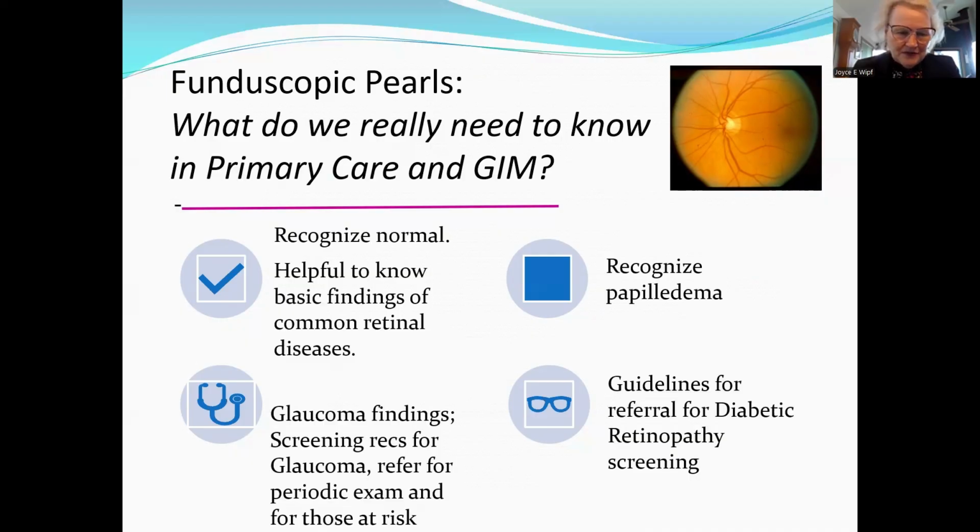I would suggest, one, recognizing what's normal, and it's helpful to know the basic findings of common retinal diseases, recognizing papilledema, because if we're working in urgent care or the emergency department, we are going to see patients with acute headache and can look at the back of the eye without dilation. In glaucoma, I think at least being aware of screening recommendations, referring for periodic exam, and recognizing which patients are at highest risk, and then guidelines for referral for diabetic retinopathy screening.